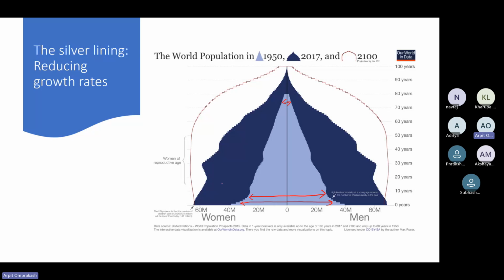Then the next one we see is for 2017, where we now have more individuals. That's why the graph is bigger. Initially we had close to around 40 million women and 40 million men. But now in 2017, we have greater than 60 million men and 60 million women, like infants, right?